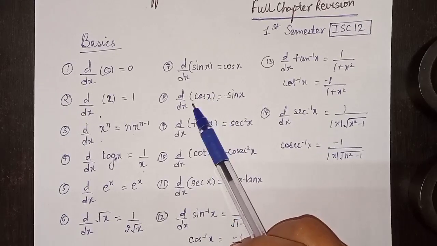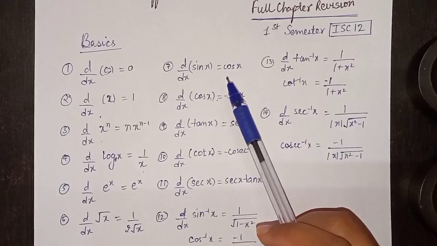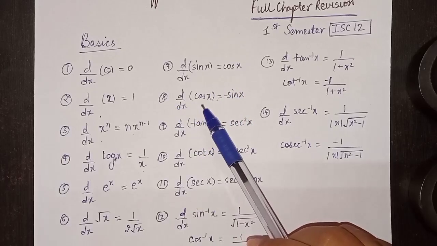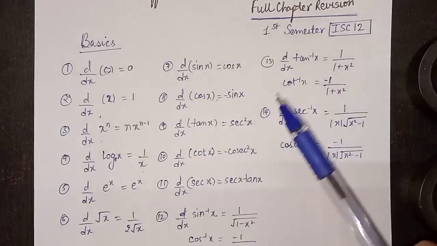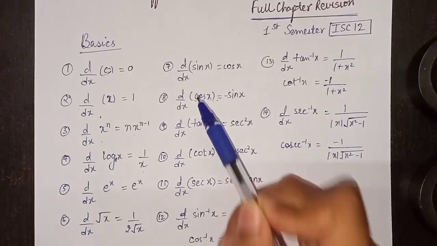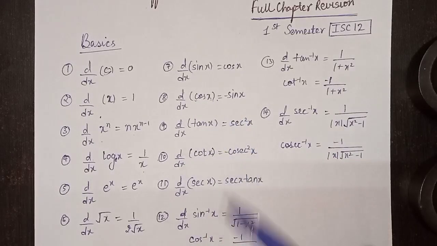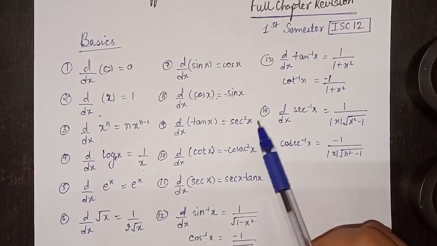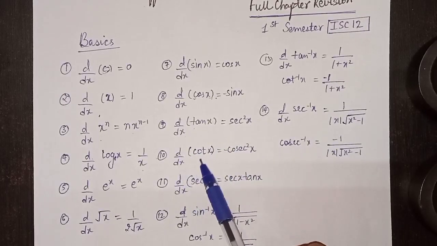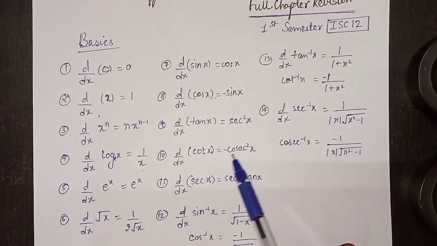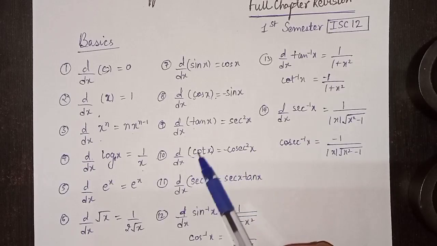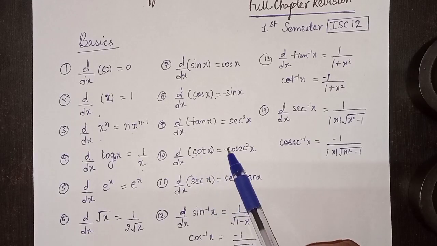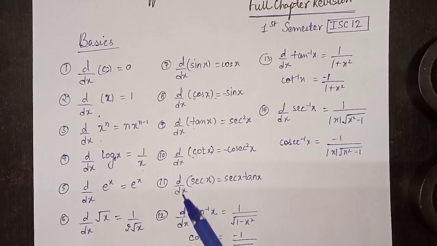Seventh, d by dx of sin x is equal to cos x. d by dx of cos x is equal to minus sin x. Whenever you get c as the initial, the result will be negative. d by dx of tan x is equal to sec square x. d by dx of cot x is equal to minus cosec square x. See, it is a c again, that is why the result is negative. d by dx of sec x is equal to sec x tan x.